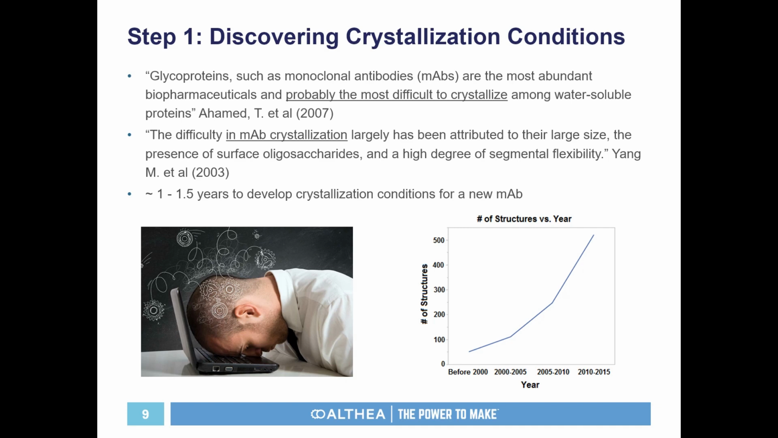In the past, it's taken us 1 to 1.5 years to develop crystallization conditions for new antibodies, which, if you think about the development timeline for soluble therapeutics, from discovery to the initial animal studies, toxicology and animal studies can be about 9 months. So if it's taking us a year to a year and a half to even get to the point where we could start the formulation development process, we are way behind, and it makes our technology not very competitive.